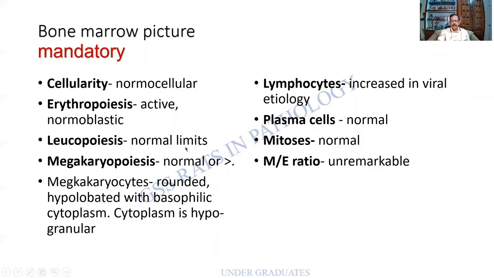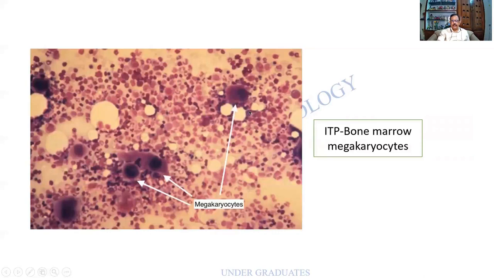All the other cells are normal. Simple for you to remember. Only the megakaryocytes are abnormal, immature. Lymphocytes are normal, plasma cells are normal, mitosis is normal, ME ratio is normal. But this kind of a presentation I want you people to make for any description of a bone marrow. These subheadings I need.